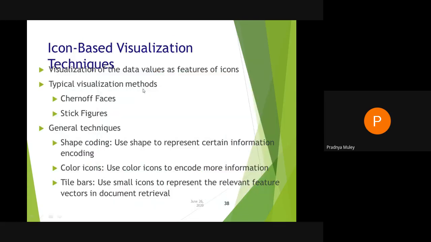Now, icon-based visualization techniques: visualization of the data values as features of icons. The typical visualizations based on icons are Chernoff faces and stick figures. You might know them. So what is the general technique? Shape coding: use shape to represent certain information encoding. Color icons: use color icons to encode more information. And tile bars: use small icons to represent the relevant feature vectors in document retrieval.